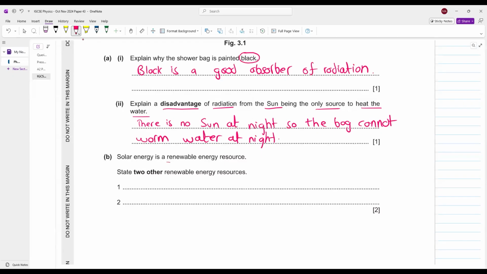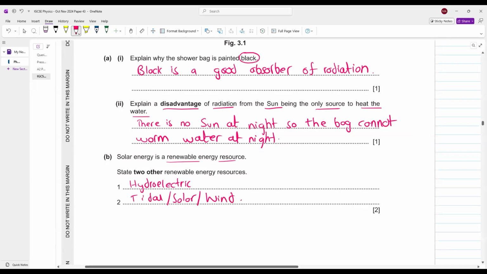Solar energy is a renewable energy source. State two other renewable energy sources. What two other renewable energy sources can there be? Hydroelectric. You can also say tidal. What else can you say? You can also say solar energy. You can also say wind energy.